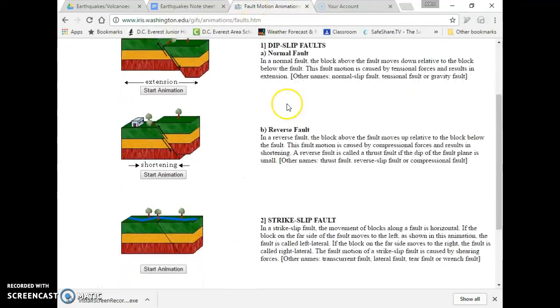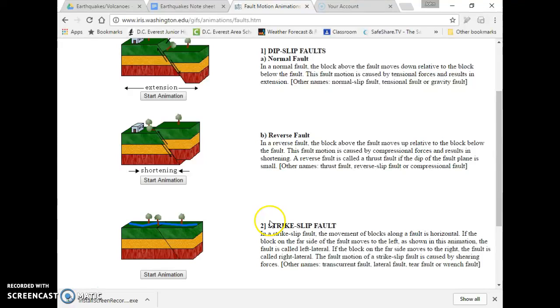And our animation for that one is right here. So we have a strike-slip fault. It says in a strike-slip fault, the movement of blocks along a fault is horizontal. If the block on the far side of the fault moves to the left, the fault is called a left lateral. If the block on the far side moves to the right, it's called a right lateral.